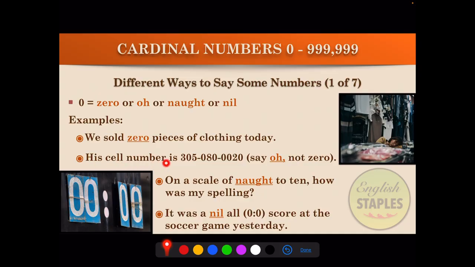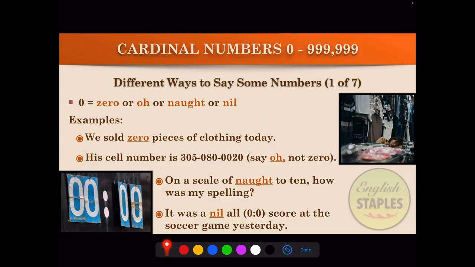His cell number is 305 080 0020. When we're saying phone numbers, we usually say O. I mean, you can say zero. It's just more syllables to say. 305 080 0020. So usually we'd say zero or O for phone numbers.